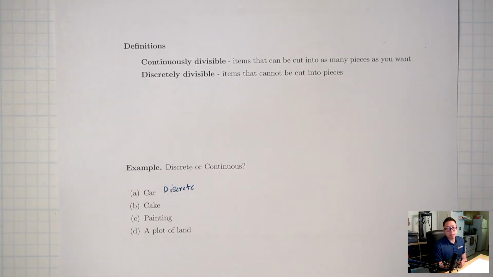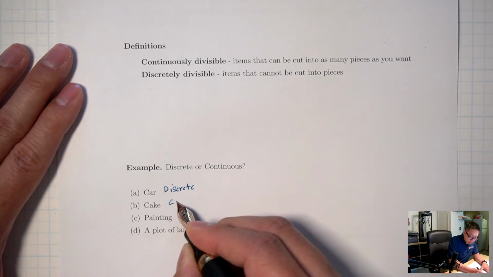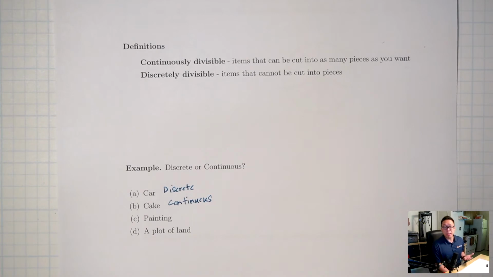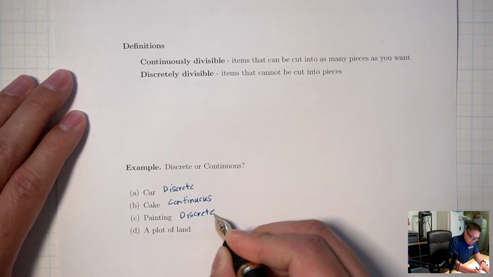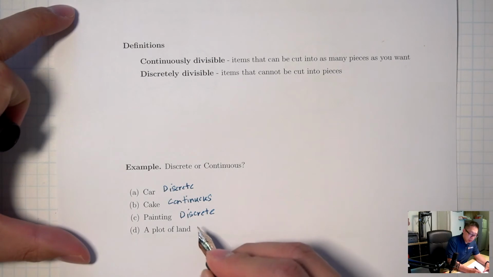What about a cake? Could you cut up a cake? Yes, right? We cut up cakes all the time. So cake you can cut up, which means it's continuous. What if you inherit a painting? Would you want to cut up a painting? Probably not. So a painting would be discrete. What about land? Could you cut up land? Yeah, right. You can say, here's the dividing line. You take that side, I'll take this side. So land is something you can cut up. So land would be continuous.